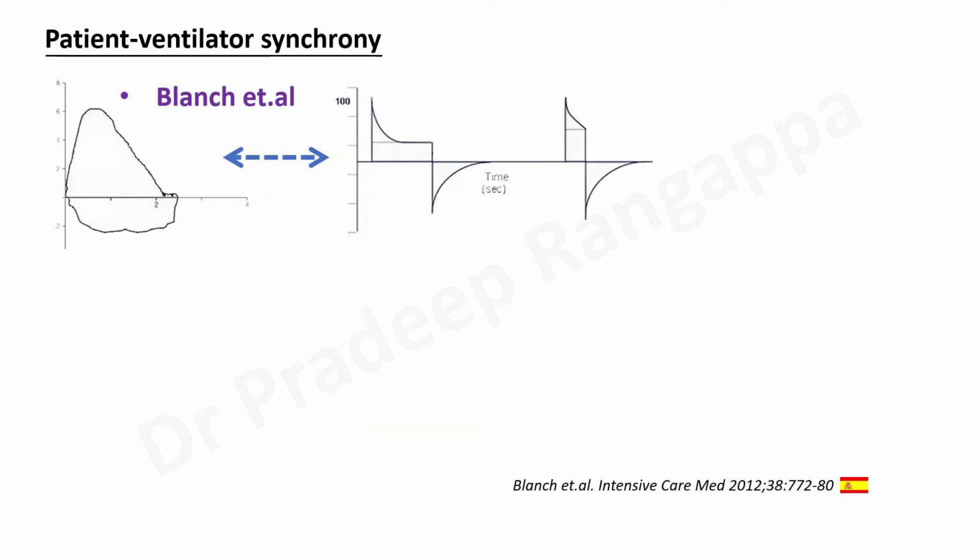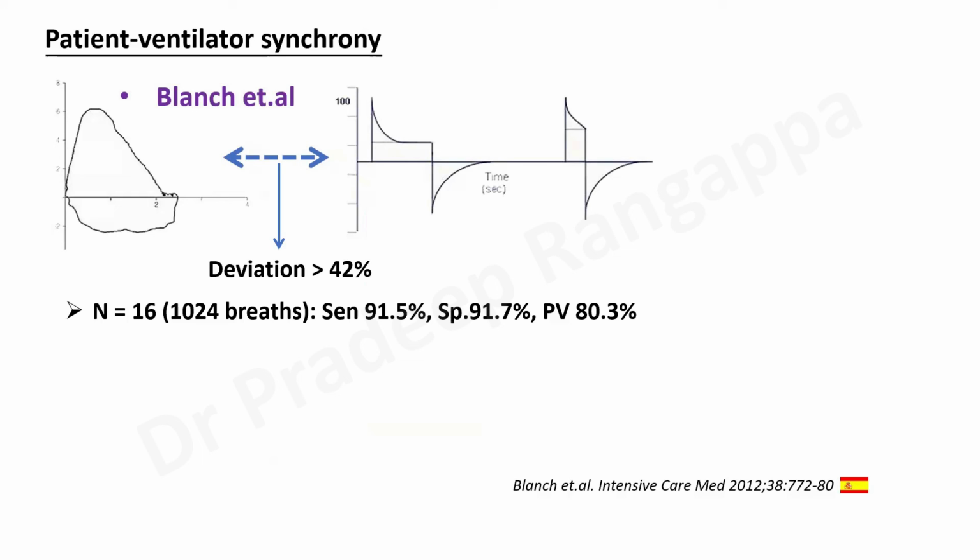And this was another study by Spain, where they showed Blanch et al. There was a total divergence between the flow time and the pressure volume loops, and the deviation was more than 42%. There was no correlation, which means there was ongoing recurring dyssynchrony that was happening. And here they looked at 1024 breaths, and they found there was more than 42% deviation or asynchrony that prevailed, and sensitivity was 91.5 and specificity was 91.7.